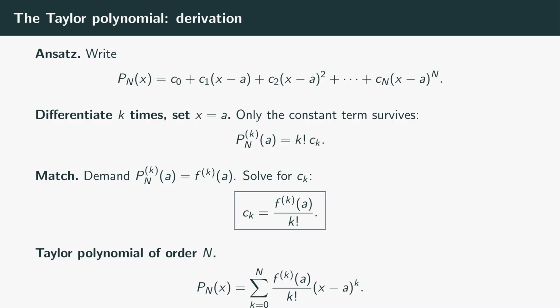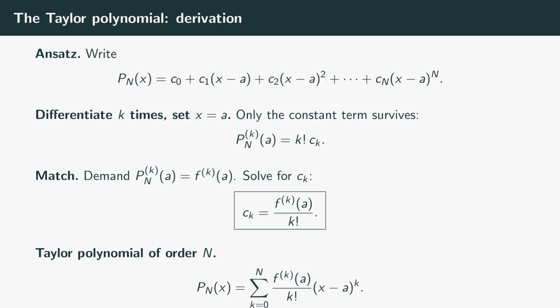Differentiate k times. Each term c sub j times the quantity x minus a to the j, when differentiated k times, contributes c sub j times j times j minus 1, and so on, down to j minus k plus 1, times the quantity x minus a to the j minus k if j is greater than or equal to k, and 0 otherwise.